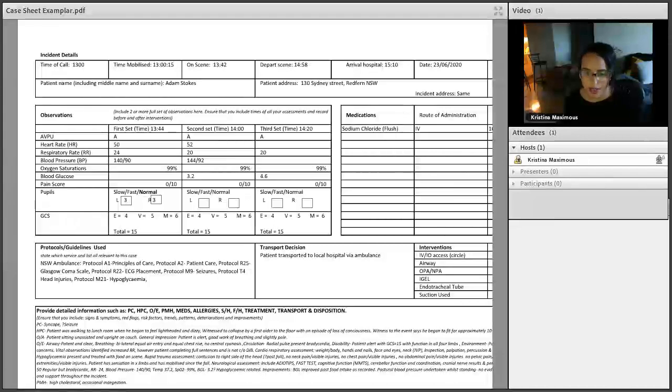So I put that there as what you would talk about, but obviously in your report form, you would talk about any findings in those assessments. And if things are normal, then you write that they're normal as well.